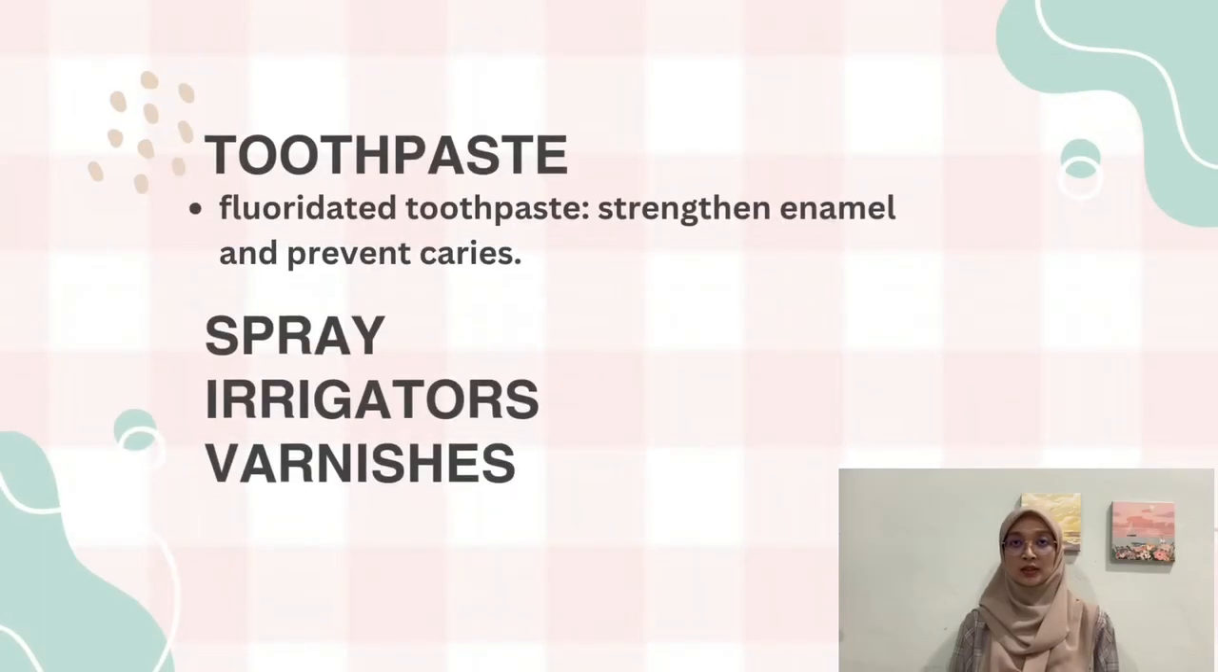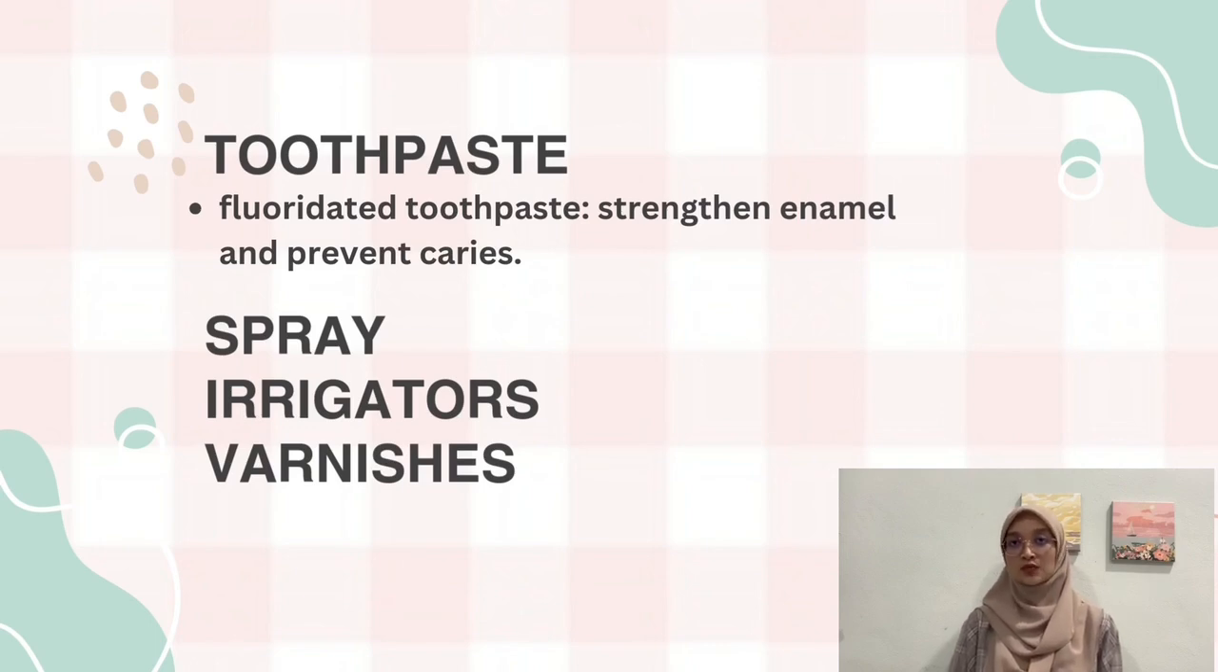The second example is toothpaste, which is a fluoridated toothpaste to strengthen the enamel and prevent caries. The third is spray, and next is irrigators, and the last is varnish.